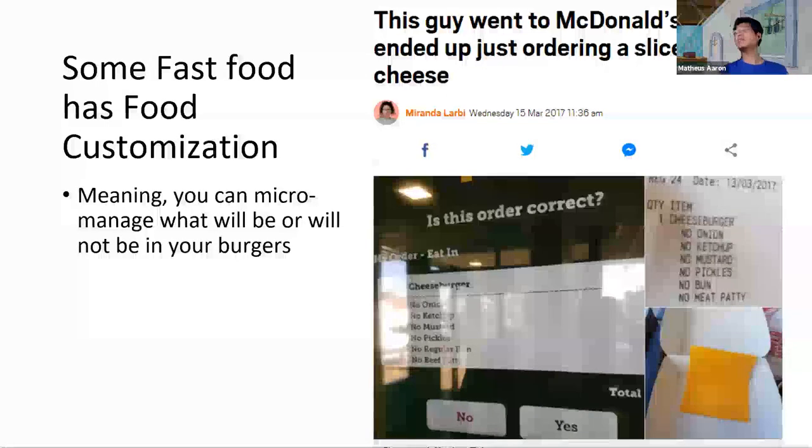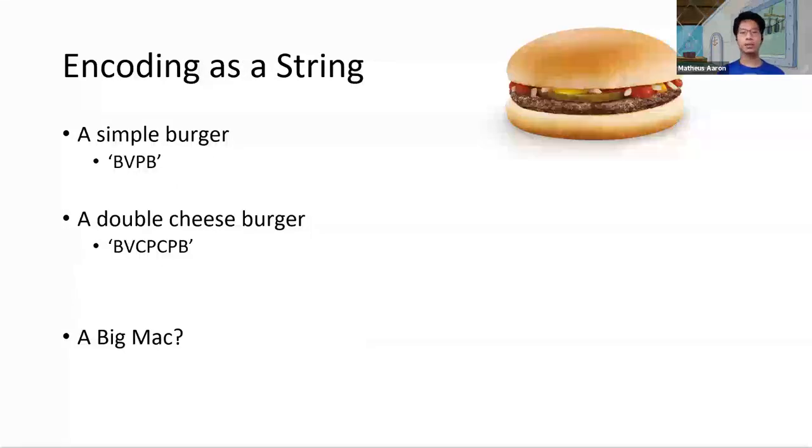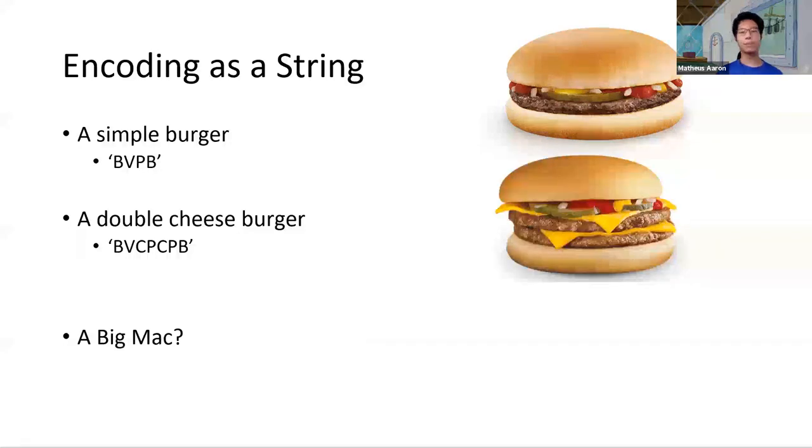Okay, so we're going to create this imaginary restaurant, which you can scroll down to at the bottom of your Google Colab Python notebook, where we have some customization where each ingredient is represented by a character. In this case, a bun is represented by B. A burger is encoded by a string, where a simple burger is BVBB. A double cheeseburger is bun, veggie, cheese, patty, cheese, patty, bun.